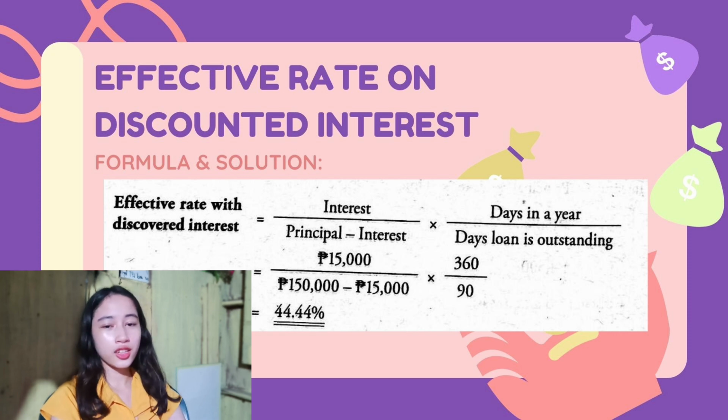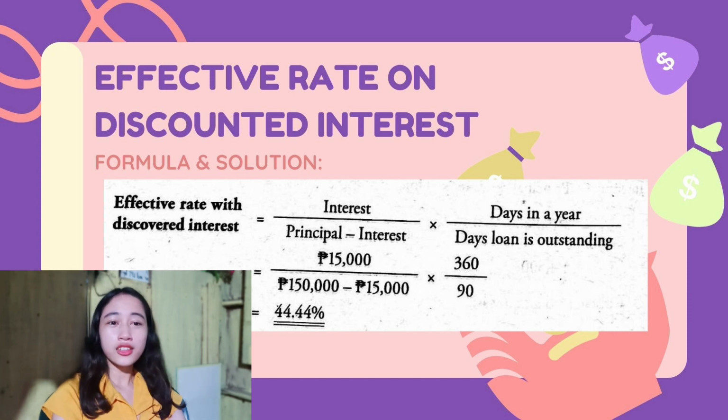So, you saw earlier that the add-on interest has an effective interest of 40%, while the discounted loan is 44%. So, the discounted loan should be higher. The reason is that the principal, which is the base for computing the rate, has a smaller amount. Take note of that, okay?